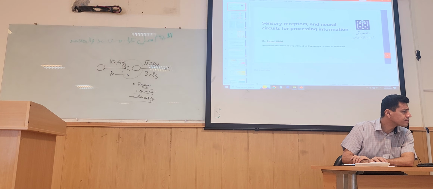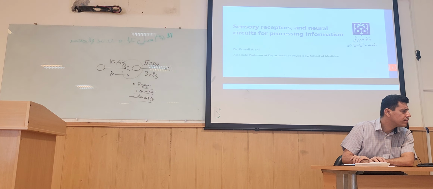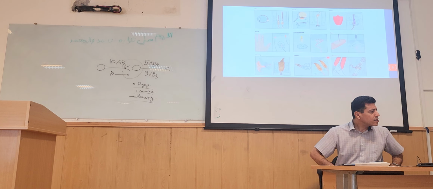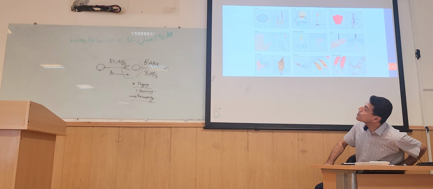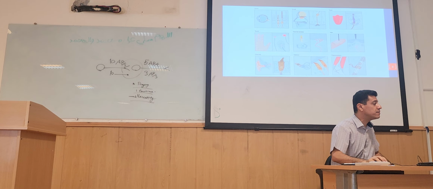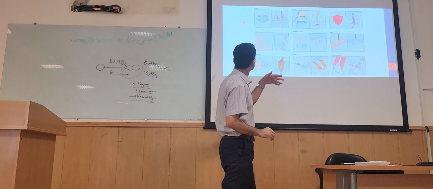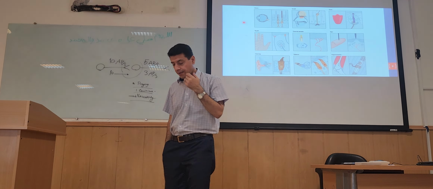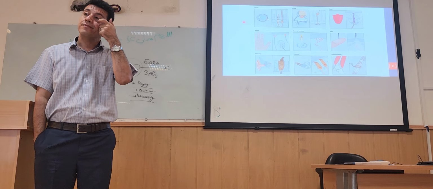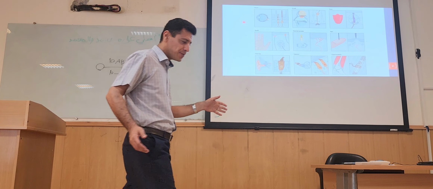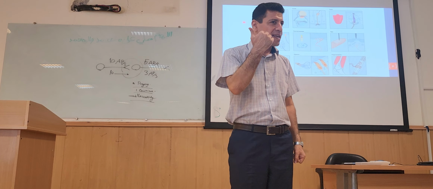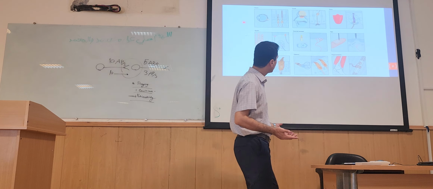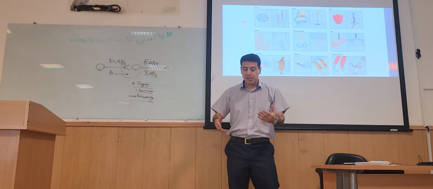So receptors and neural circuits. So let's see different sensory systems. Some of them. We have vision, smell, taste, touch, thermal senses, pain, hearing, balance, proprioception. So this figure simply shows that we don't have only 5 standard sensations that we are familiar with. We have more than 5. For example, proprioception means understanding the position of our body.